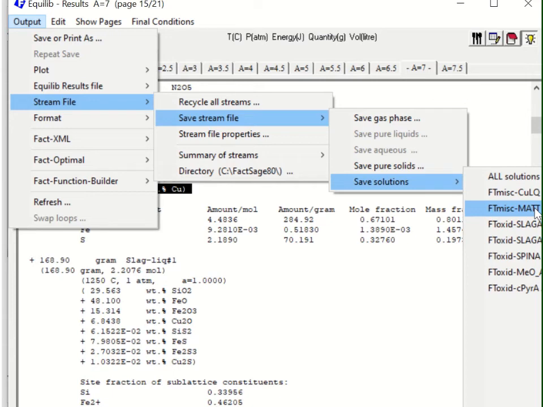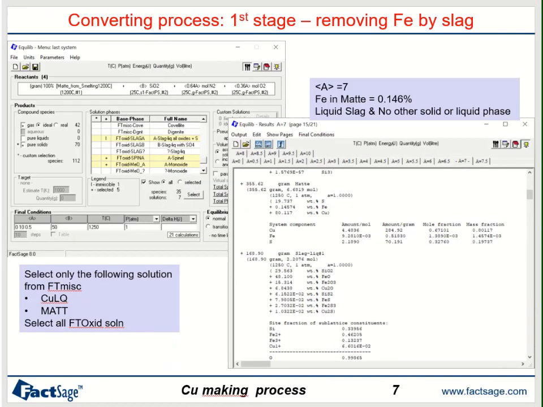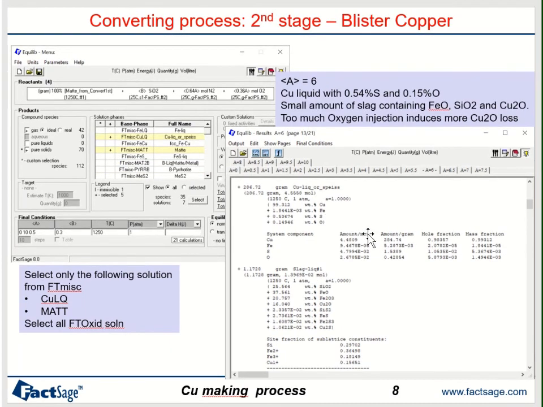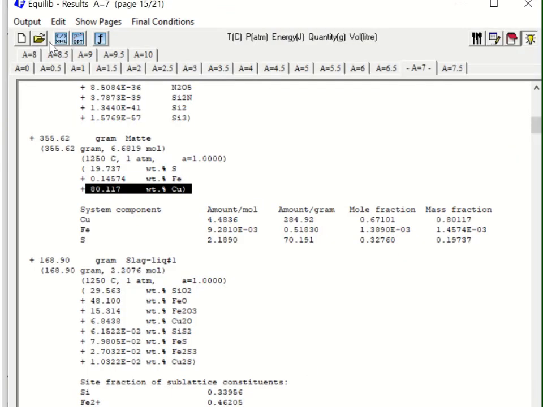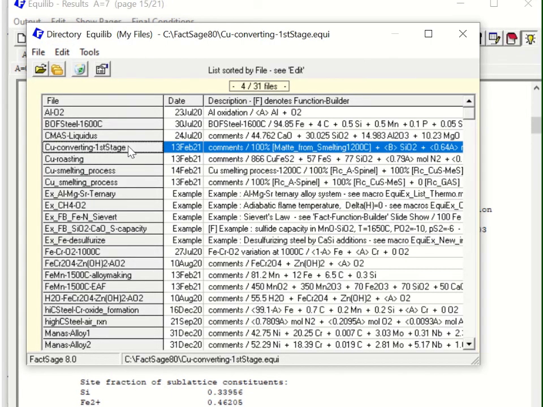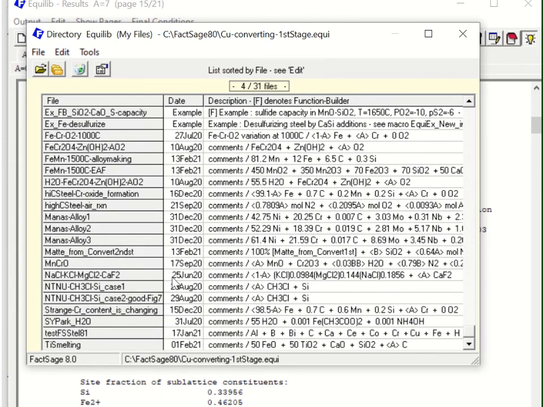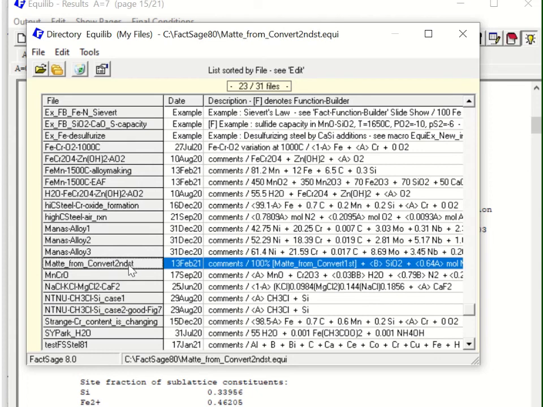Okay, then we can save this. We can use this one for the second stage of calculation. So good, now we go to the second stage. So we bring that one in, and then we are adding some additional species and do the calculation. In fact, I also already made that one. So first stage, you see, and then I have the converting process somewhere below. Yeah, this is the one.